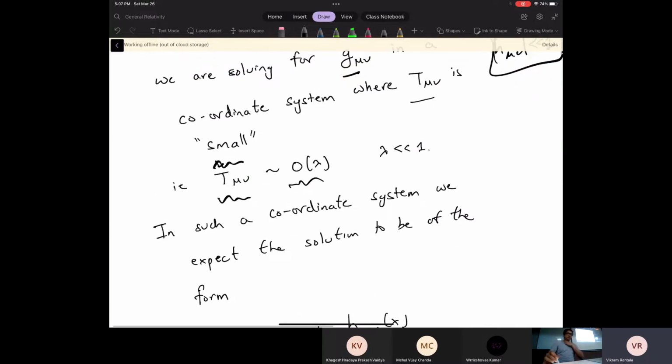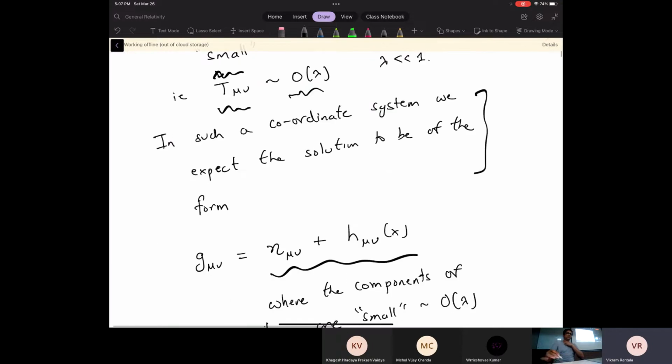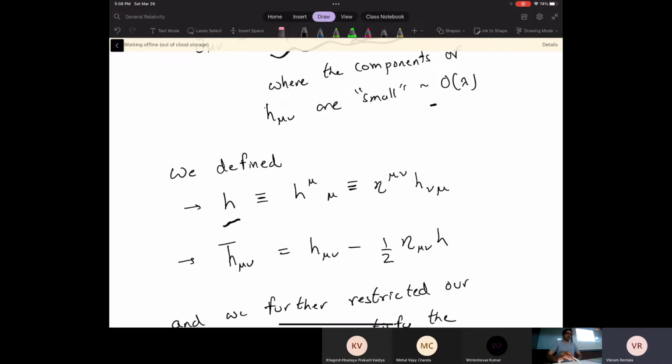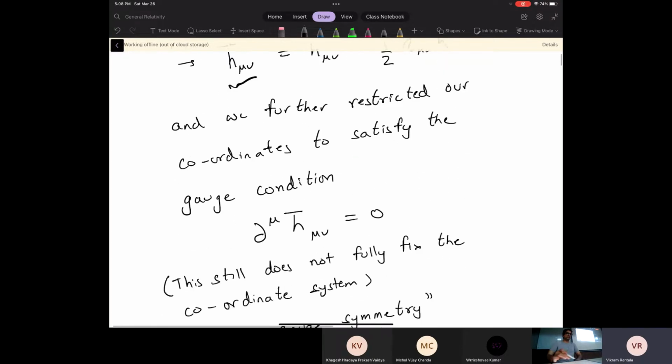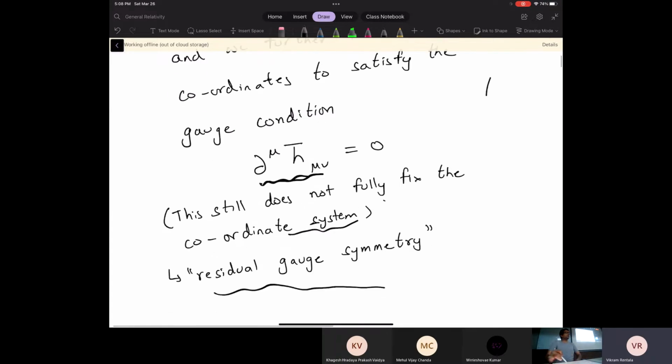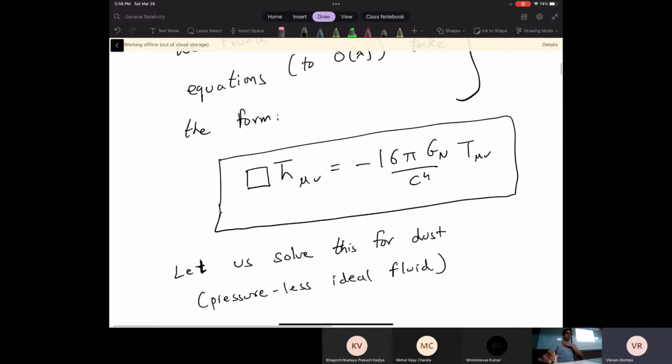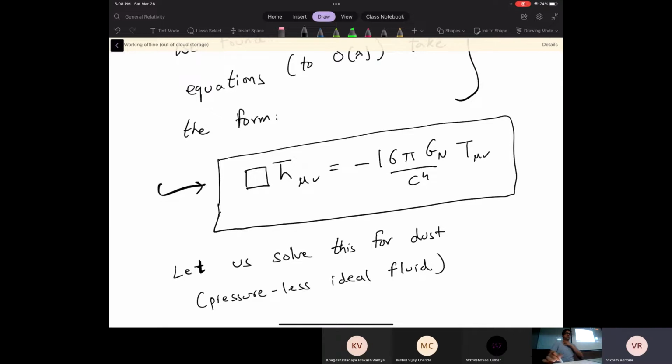So in such a coordinate system, we expect the form of the solution to be this, where the components of h mu nu are small. Here I'm not writing the lambda explicitly. I'm just saying that h mu nu is some order lambda quantity, and we defined small h and h bar. We further restricted our gauge condition, and the point is that this does not fully fix the coordinate system. We still have what is called a residual gauge symmetry. We still have some freedom to choose our coordinates. In particular, we found that with this gauge condition, Einstein's equation takes this form: box h bar mu nu is minus 16 pi G_N over c to the 4 T mu nu.